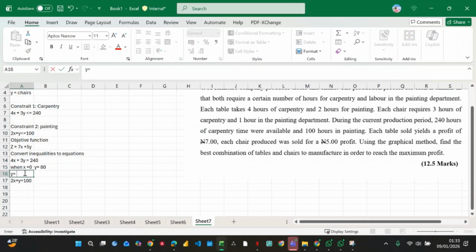Y is equal to 80. So when y is equal to 0, then what is our x? Y is 0, X is 240 divided by 4.